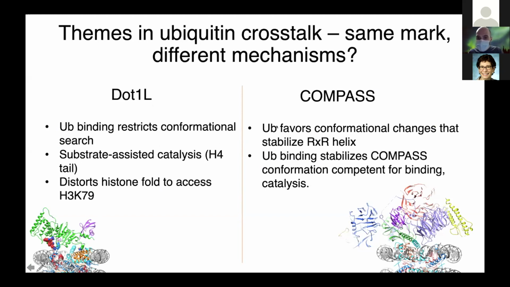In the context of COMPASS, ubiquitin seems to favor conformational changes that stabilize this RxR helix onto the nucleosome. But that's with the caveat that even nucleosomes that do not contain ubiquitin also have this RxR helix binding. But also ubiquitin binding stabilizes COMPASS conformation for different conformational changes as well. So there are conformational changes that occur within Set1 that aren't the RxR helix that are also important for interacting with ubiquitin.